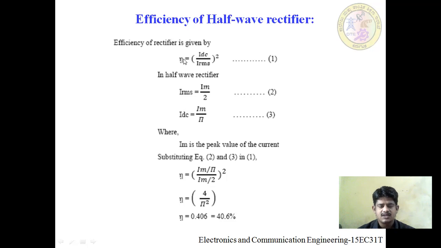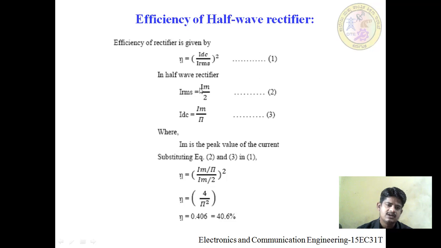Here once again we have an equation: eta is equal to (IDC, the DC current, divided by the root mean square current) whole square. Since we are calculating the efficiency for half wave rectifier, we need to substitute the values of IDC and IRMS of half wave rectifier. So what is the equation for IDC? Just now we have seen the IDC equation for half wave rectifier is Im by pi. Im means maximum current. Then IRMS, the root mean square current of half wave rectifier, is given as Im by 2. Once again, Im means the maximum current.